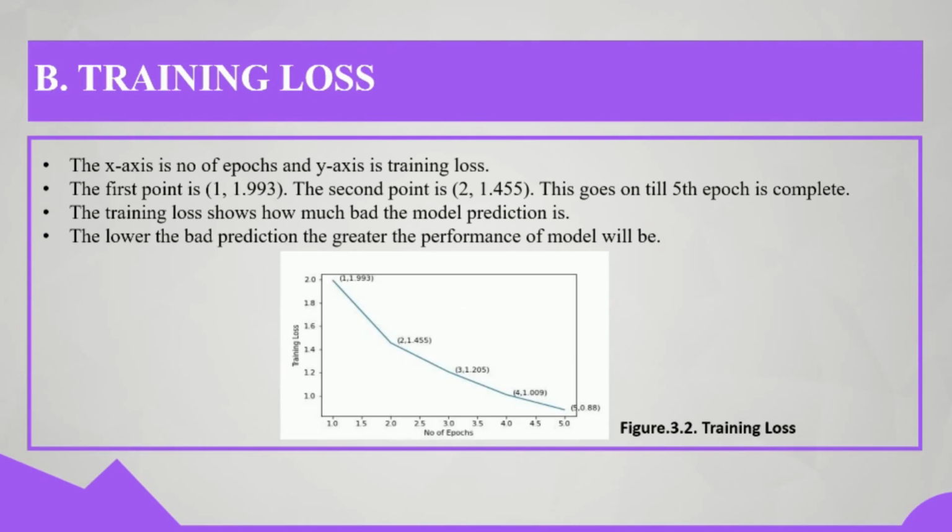The second graph is training loss. Here our x-axis is also the same, the number of epochs, and the y-axis is training loss. I have already explained how we have done the plotting, so I don't think I need to explain it again. And here also it will stop when the fifth epoch is completed. But one thing I will tell is that training loss shows how bad the model prediction is. The lower the bad prediction, the greater the performance of the model will be.